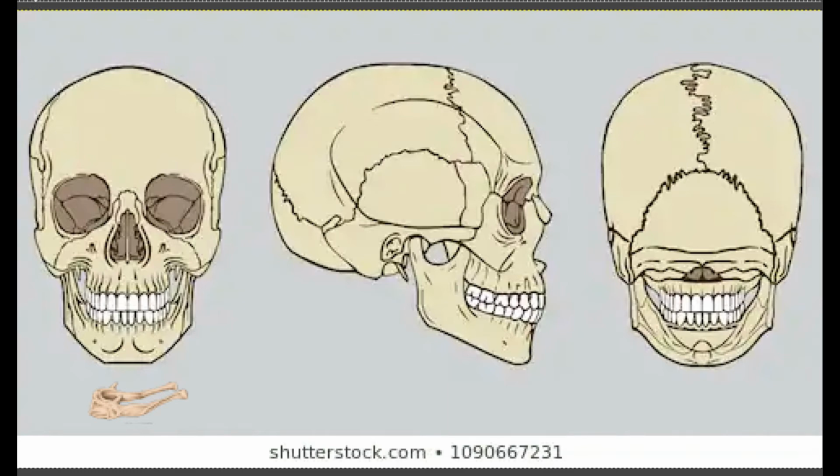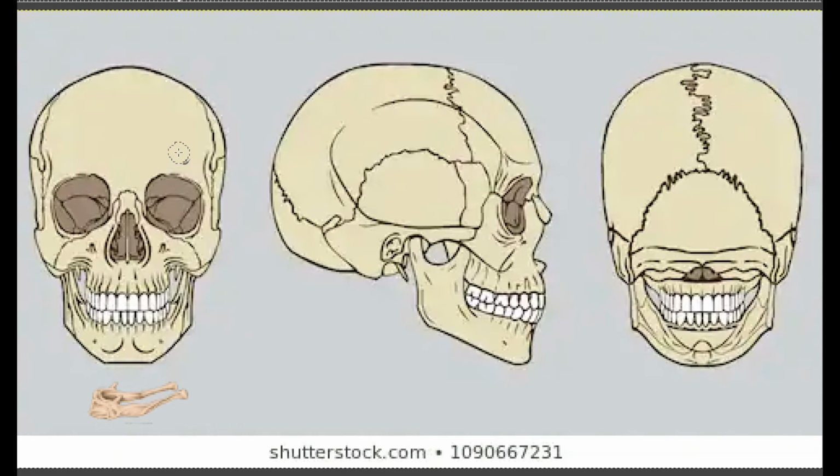Alright, hello guys. So today let's go ahead and look at the bones and the joints of the head, the neck, and the face here. So first, let's start with the bones of the skull, and let's look at them broadly here first. So in that, we're going to look at the plates of the skull, the different plates of the skull.